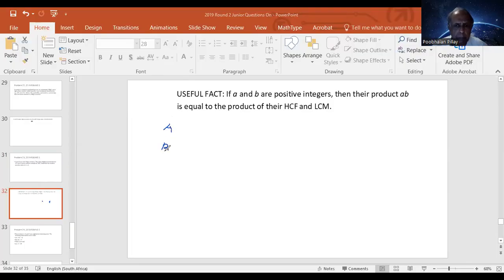You don't know what they are. But 6 is a factor of A because it's a common factor. And 6 is a factor of B as well. So I can write A as 6 times M and B as 6 times N. Right? Because 6 is a factor, so A can be written as 6 times M.